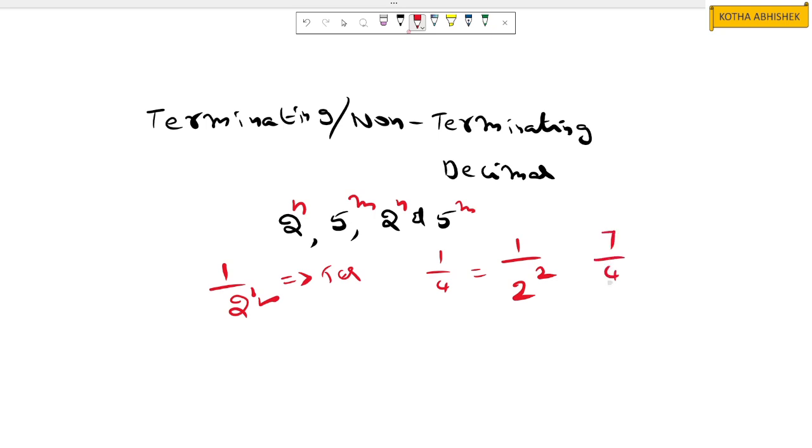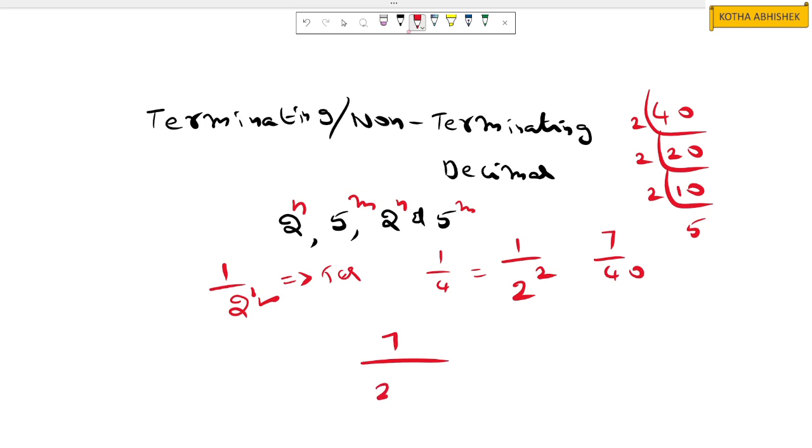Let us take one more number, 7 by 40. Here 40, if we do prime factorization, is 2 times 20, 2 times 10, 2 times 5. So 7 by 40 can be written with denominator 2 into 2 into 2 into 5, or 2 power 3 into 5 power 1. Here in the denominator only 2 as well as only 5 are there, no other numbers. So we can conclude that this has a terminating decimal.